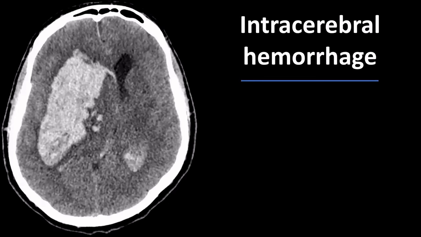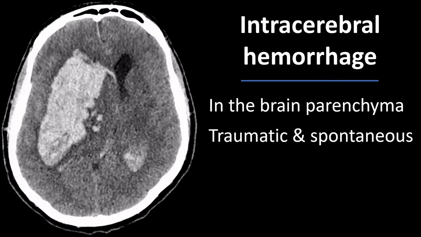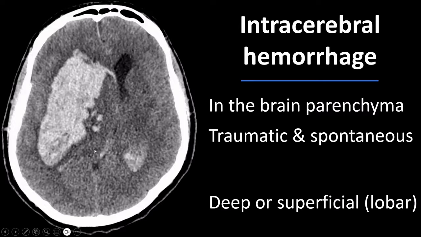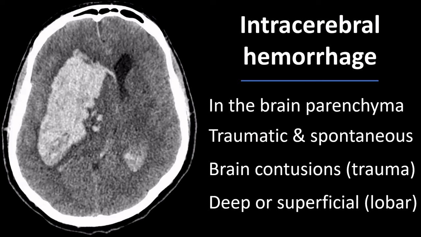Let's move on to hemorrhages or hematomas located inside the brain parenchyma. So these can be traumatic and spontaneous. When intraparenchymal hematomas are traumatic, they often have a predilection for the cortex of certain brain areas along the base of the brain. Spontaneous hemorrhages tend to often be deep inside the brain parenchyma, but can also be superficial. And in that case, we call them lobar intracerebral hemorrhages.